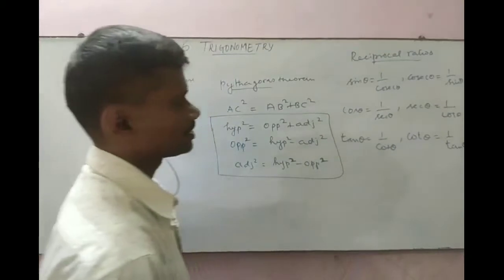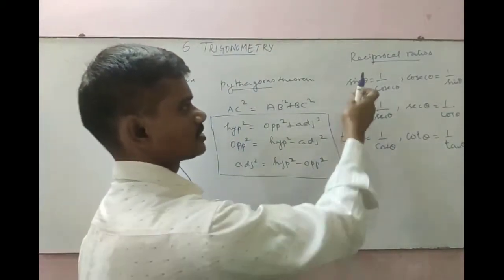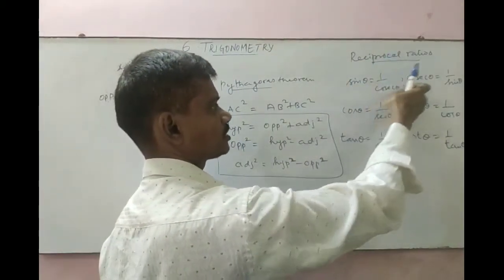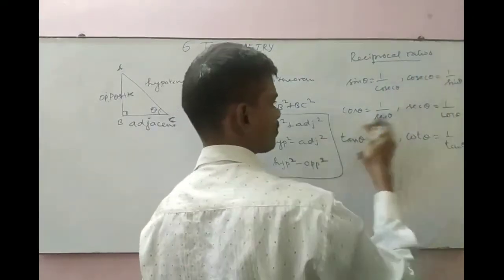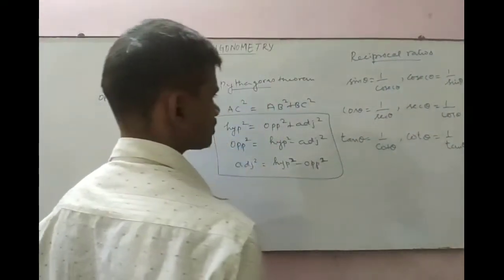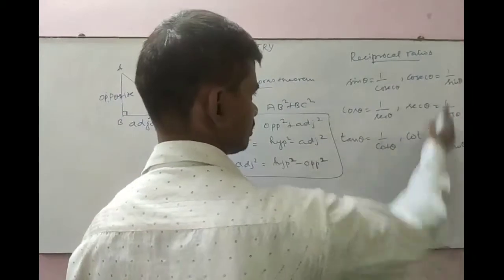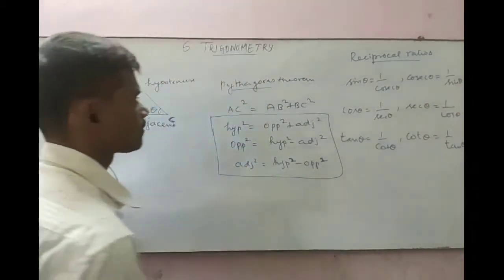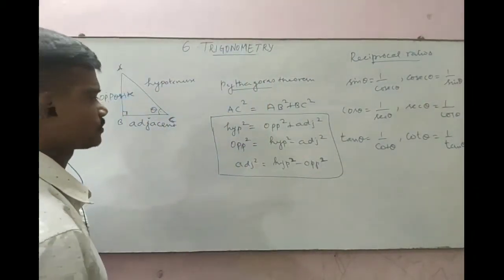So these are the three reciprocal ratios. Sin theta can be written as 1 by cosecant, cosecant can be written as 1 by sin. Like that, you can interchange these three with the three ratios. These are called the reciprocal ratios.